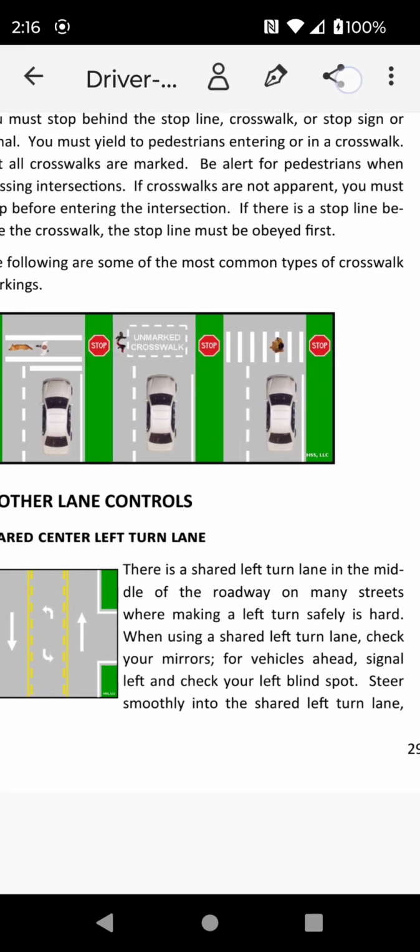All right. Let's finish this sentence, huh? Steer smoothly into the shared left turn lane.